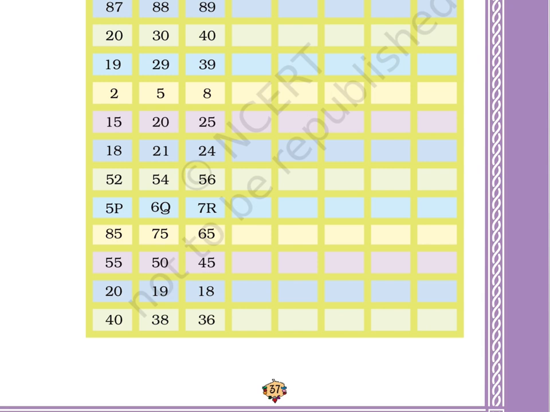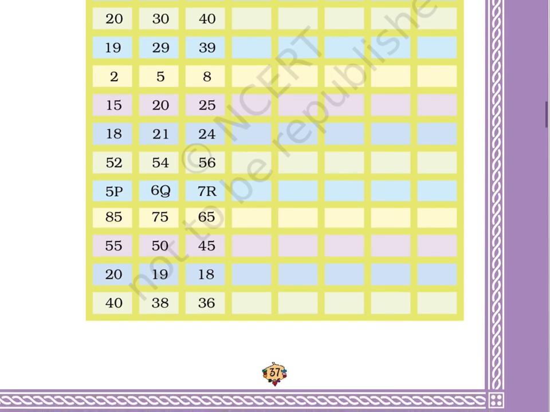Row 9. Box 1, number 15. Box 2, number 20. Box 3, number 25. Box 4, 5, 6, 7 and 8 are blank. Row 10. Box 1, number 18. Box 2, number 21. Box 3, number 24. Box 4, 5, 6, 7 and 8 are blank.